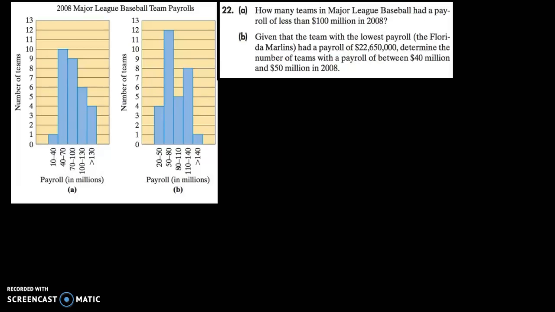Okay, for this problem, we want to look at these two graphs, and what they're saying is they're two graphs of the exact same information. They're just making their class widths different. So this one goes from 10 to 40, 40 to 70. This one goes from 20 to 50, 50 to 80. So they're just split up differently.